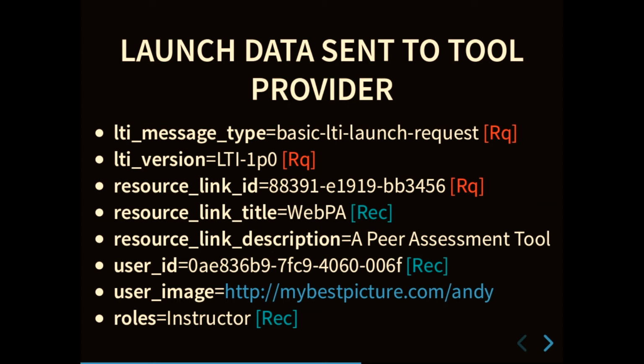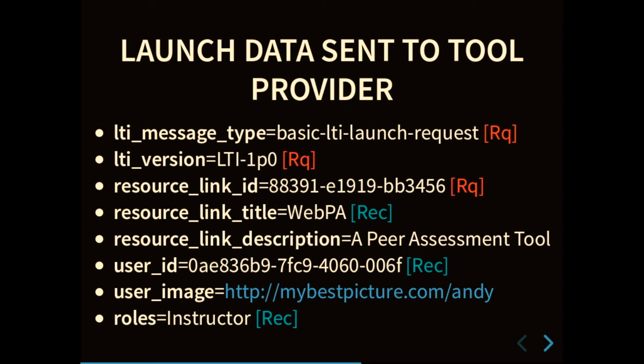First off, we'd send the LTI message type. Normally it would be a basic LTI launch request. We then send the LTI version as well, which would be, in our instance, LTI-1P0. Now, you might remember that I said I was speaking about version 1.1 of the LTI spec, but for some reason it says that if you're using 1.1, you still specify 1P0. I don't know why that is. You would think it'd be 1P1, but that's what the spec says.